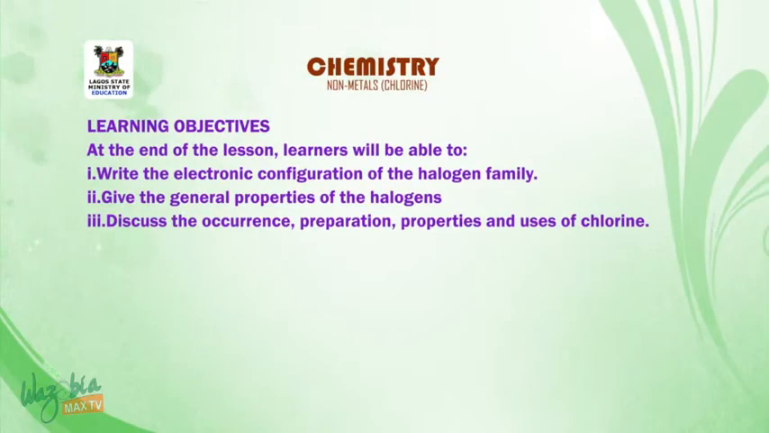Learning objectives for this lesson. At the end of the lesson, learners will be able to: 1. Write the electronic configuration of the halogen family. 2. Give the general properties of the halogens. 3. Discuss the occurrence, preparation, properties, and uses of chlorine.